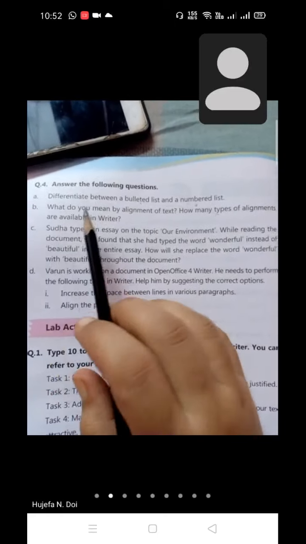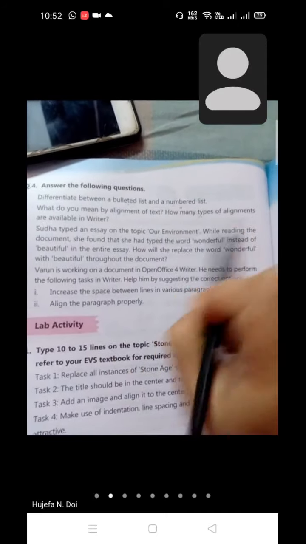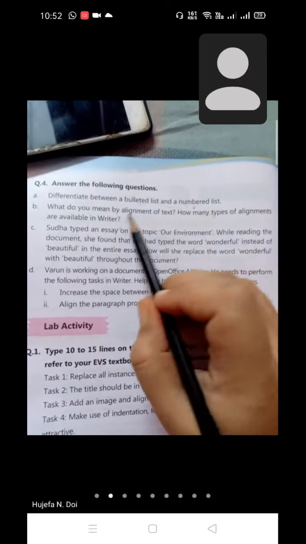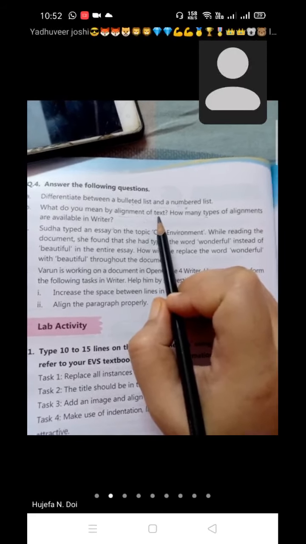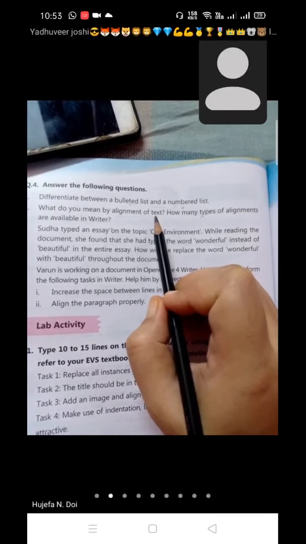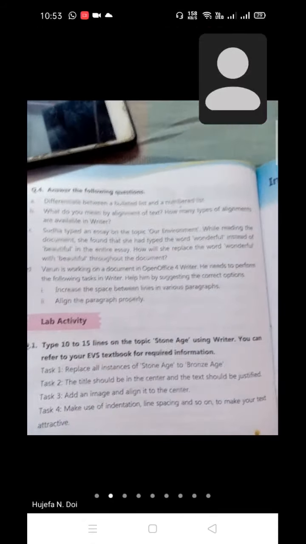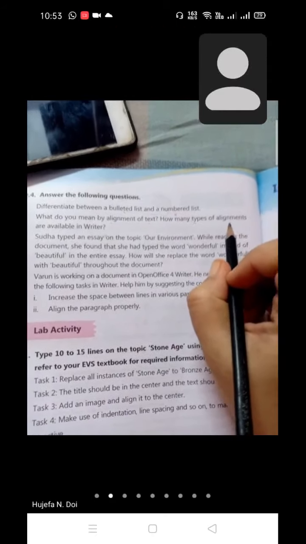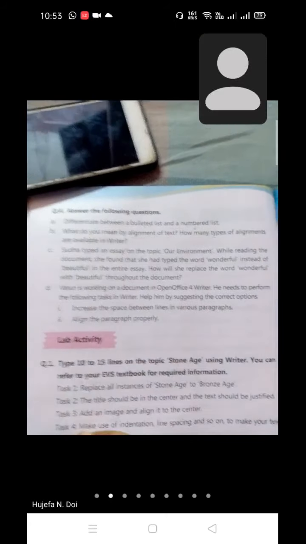B. What do you mean by the alignment of text? How many types of alignment are available in Writer? What is the meaning of alignment of text? It means it will arrange the text from the margins, either left or right. There are 4 types of alignment: left alignment, right alignment, center alignment and justify alignment.